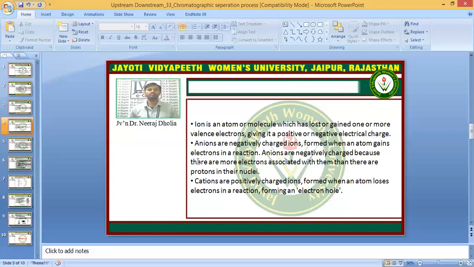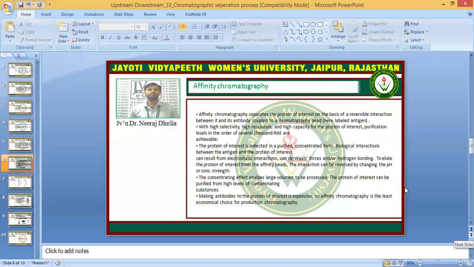Anions are negatively charged because there are more electrons associated with them than there are protons in their nuclei. So an anion has protons in its nuclei and the electrons outside the nuclei. Likewise, cations are positively charged ions, and they form when an atom loses electrons in a reaction, forming an electron hole. If a molecule or atom loses electrons, then the atom will be converted into a positively charged ion, and this will be termed a cation. So the cation and anions have an important role in ion exchange chromatography.